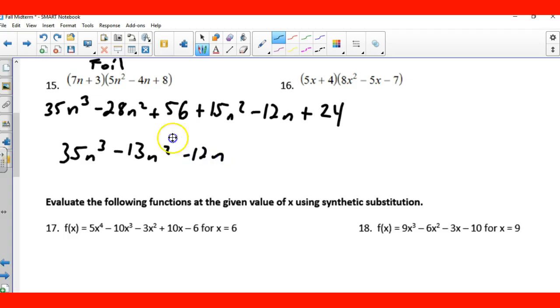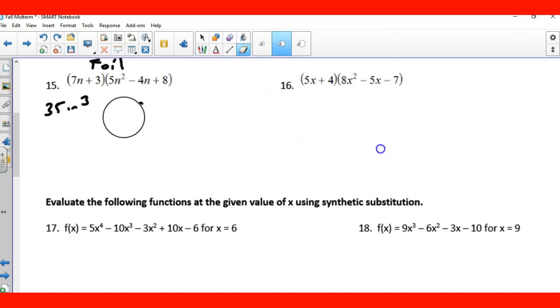And then, ooh, you see that? I messed up right here. That should be 56n. 7n times 8 is 56n. So now I have 56n minus 12n. That's going to be a positive 44n. And then I have 24 right here. Okay, there's our final answer for 35.